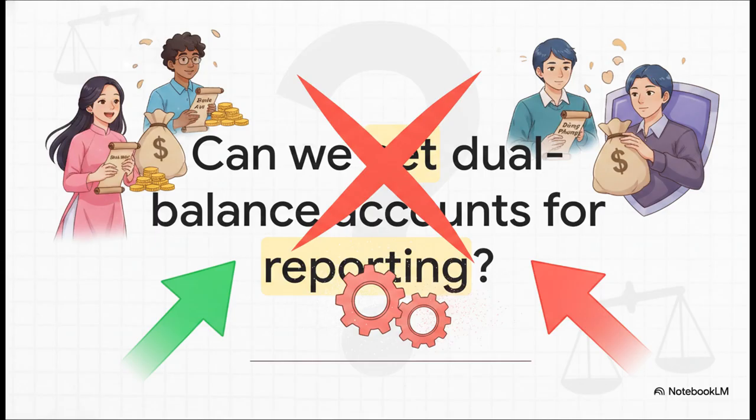Can you just net all these numbers together and report a single $48 million balance on the balance sheet? No, absolutely not. Dual balance accounts must never be offset for financial reporting. The $60 million that is owed to you is an asset. The $12 million you received in advance is a liability. They have to be reported completely separately so you show the true, transparent financial position of the company.